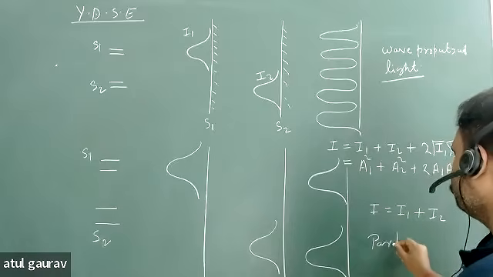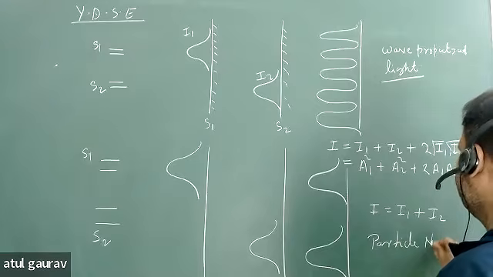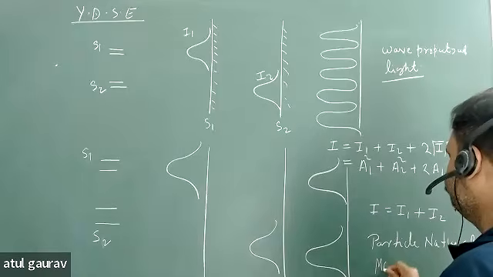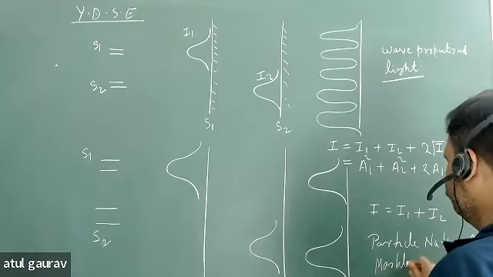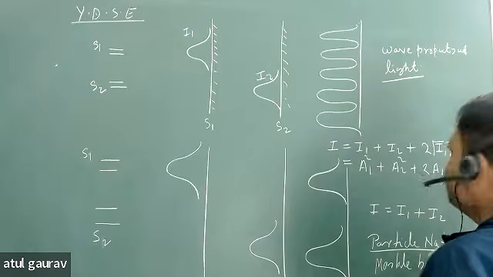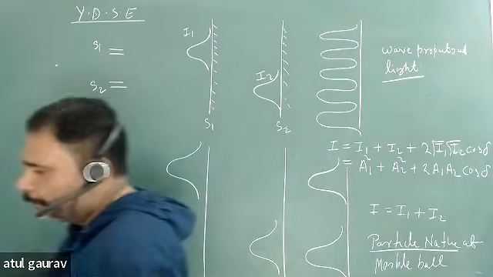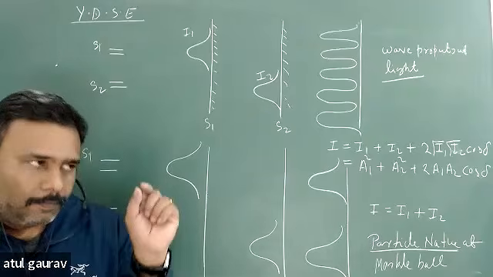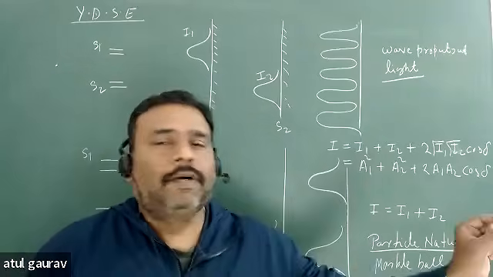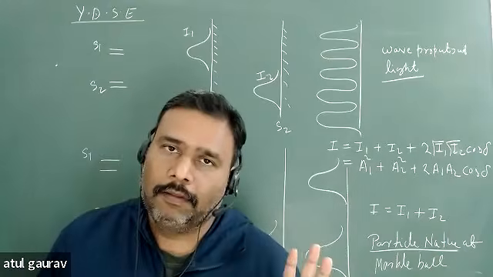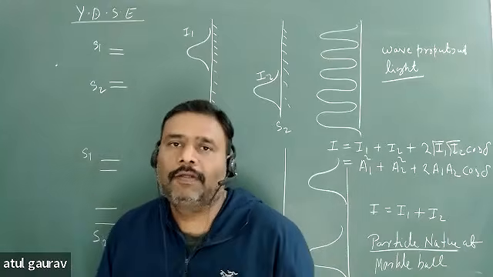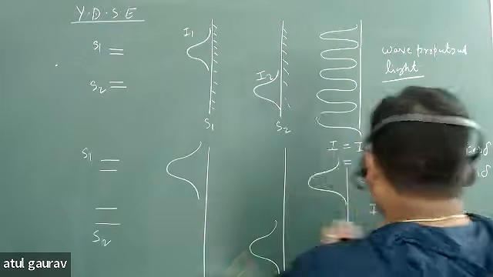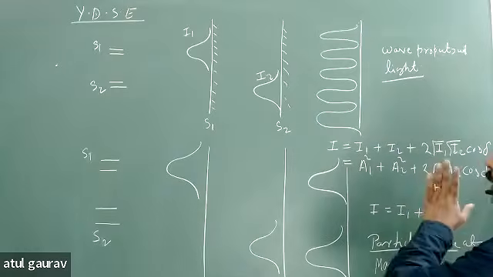this is particle nature of marble ball. What is particle nature? What is particle nature? That we can precisely say where is marble ball and how it is going. Means the position of the marble ball is well localized. So why we can have this kind of situation.